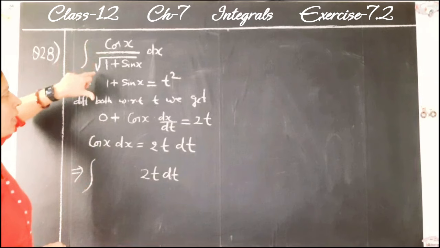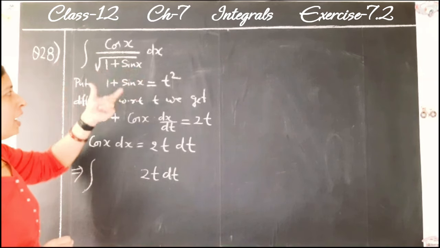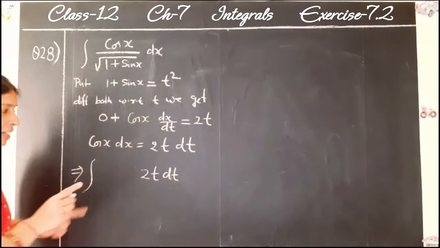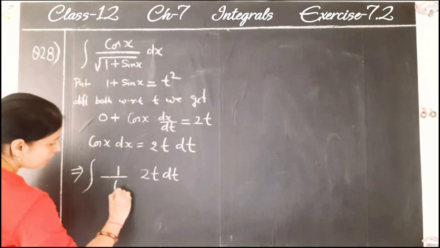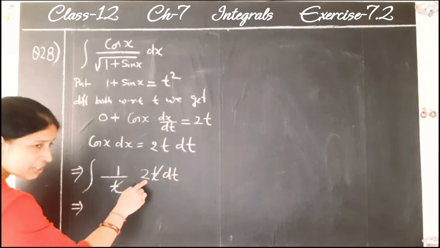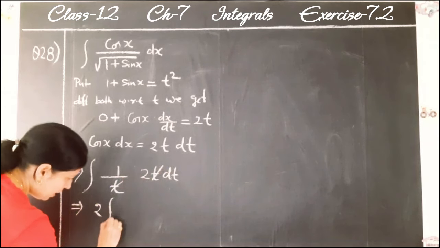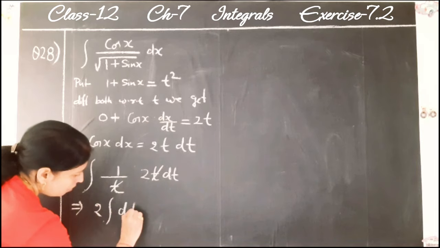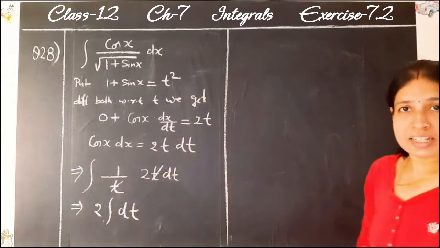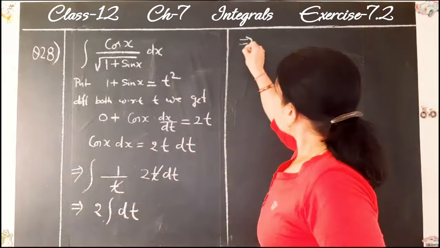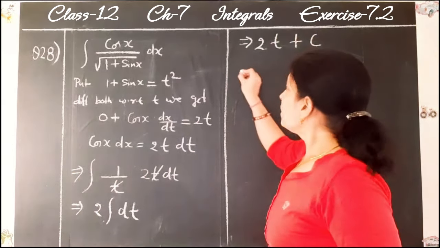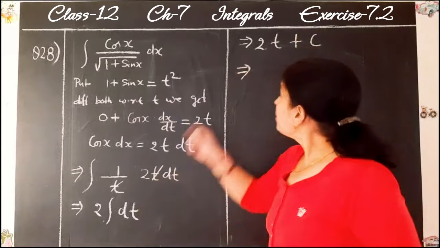And here it is given 1 by square root of 1 plus sin x, and 1 plus sin x is equal to t square. So the square root of t square will be t. So write here 1 by t. Now cut this t, and 2 is a constant, so you can write it outside and it will be 1 dt. So what is the formula for the integral of dt? Yes, first write 2 and it will be t, and write a constant c. The integral of 1 dt will be t.